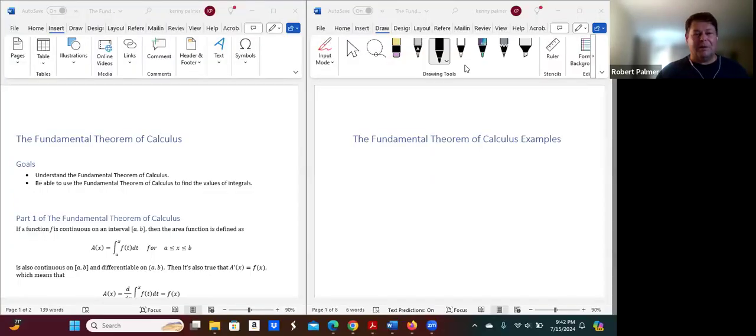Hello everyone, welcome back. Today, we're going to learn about the fundamental theorem of calculus. So our goal is to understand it and also be able to use it to help us find the values of integrals. As you can imagine, it's called the fundamental theorem of calculus because it's really important, and it is. Basically, this is how we finally show how we connect derivatives to integrals.